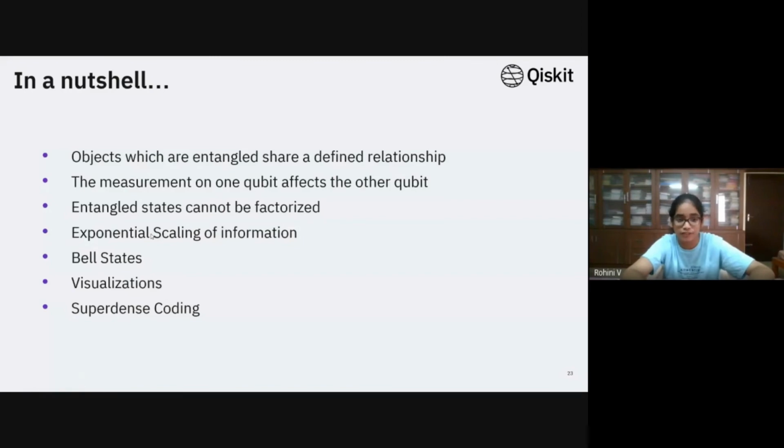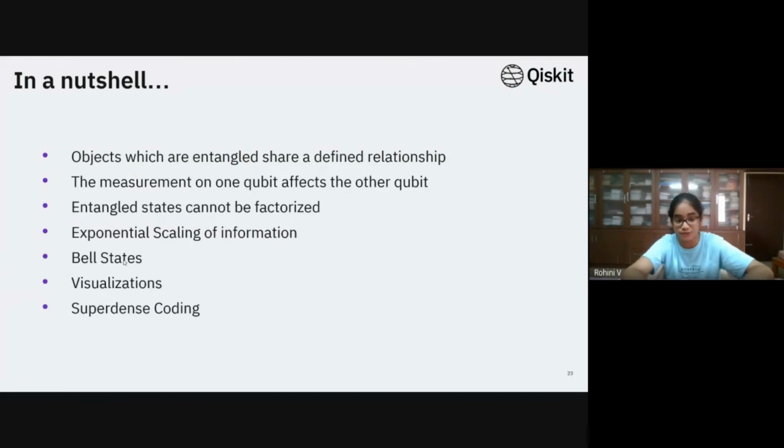Entangled states cannot be factorized. We cannot factorize entangled states, and those states which cannot be factorized can only be entangled states. For entangled states, we have to have multi-qubit superposition, and states which cannot be factorized. These are the rules to make an entangled state. And for exponential scaling of information, we need 2 power n classical bits to represent n qubits. Then we have the Bell states, the 4 Bell states, a very important thing.